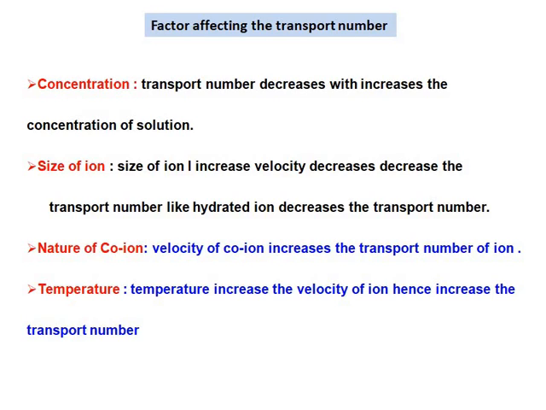Next factor, nature of the co-ion. The transport number of an ion involves the velocity of the co-ion. It means that the ion will move with the same velocity in all of its salt solutions, but the transport number in each case will be different due to the different velocity of its co-ion.